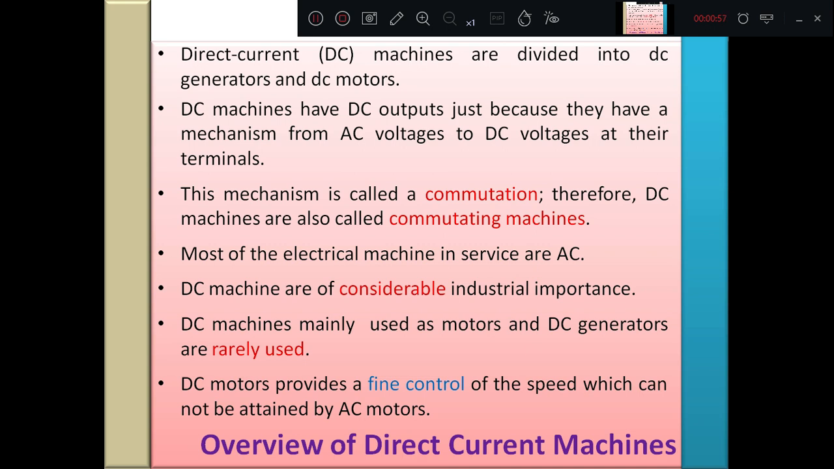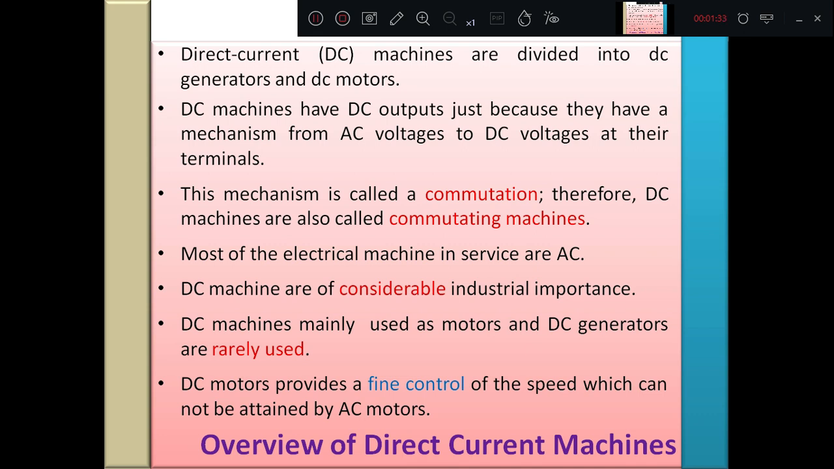If you take a DC generator, the actual generated voltage in the armature of the DC machine is AC, but what we want is a DC output. You get a DC output from the AC generated in the armature through a process called commutating, and the part of the DC machine we call the commutator. Therefore, you have a commutator in the machine. These machines are also called commutating machines.